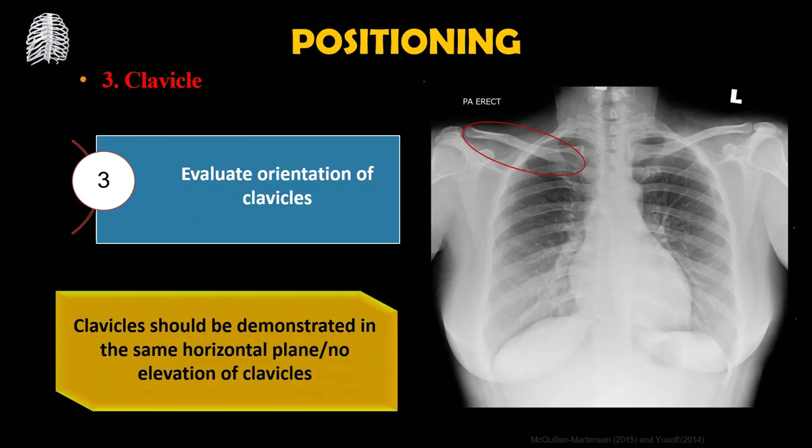Next, the third criteria for correct PA positioning is orientation of the clavicles. During PA chest, the lateral end of the clavicle should be positioned on the same horizontal plane with the sternal end of the clavicle. This can be accomplished by depressing the patient's shoulders, which can help in providing better visualization of the apical lung field. Non-depression of the shoulders will cause elevation of the lateral ends of the clavicle.